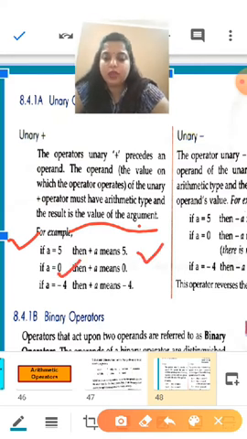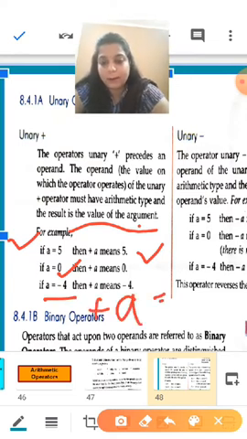If a equals 0, then it is 0. If a equals minus 4, plus a represents it like this. See, plus times minus gives you minus, so a is minus 4 here. Okay, getting my point.